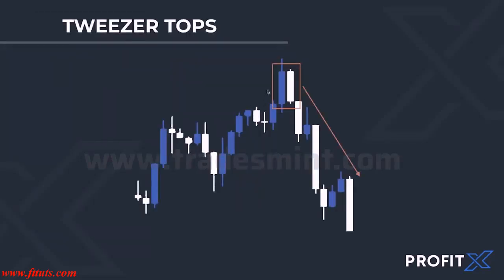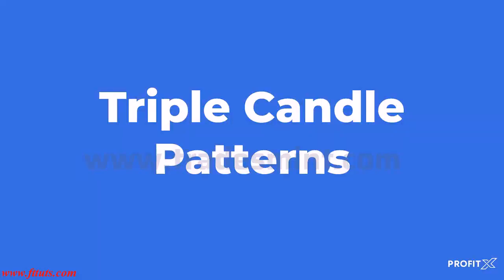So price comes up, tweezer tops, boom, price melts. Okay, so that's one of my favorites. We'll use this one a lot in our system. Now let's talk about triple candle patterns.